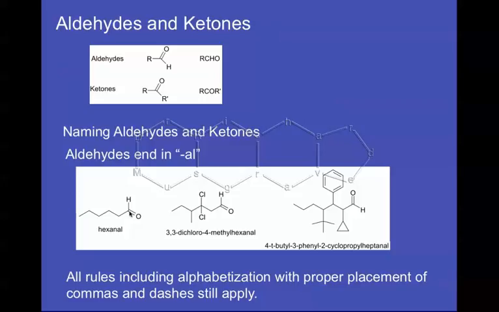in relation to that. So this will be numbering 1, and in here, even though it's not included in the name, this would be 3,3-dichloro-4-methylhexanal. So 1, 2, 3, and then 4. So 3,3-dichloro-4-methylhexanal.